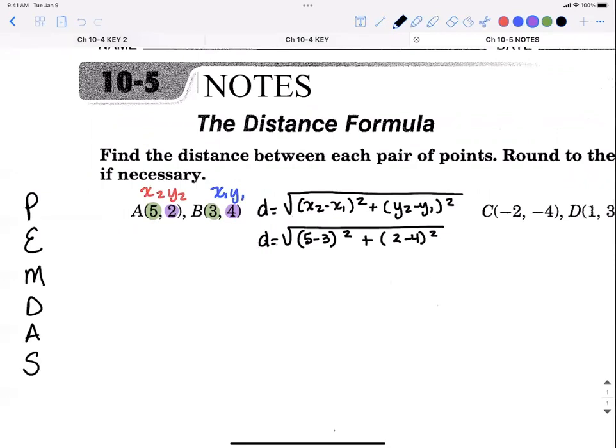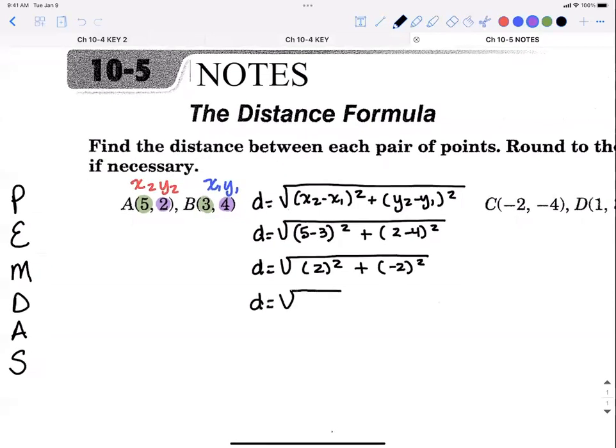You have to follow PEMDAS here. So PEMDAS says before we do anything, we work inside the parentheses, right? So we've got some simplifying to do inside both of these parentheses. So 5 minus 3 is 2. And I'm going to keep the square out to the side because I haven't done exponents yet. I'm just simplifying inside the parentheses. 2 minus 4 is negative 2, and that's going to be squared eventually. Okay, that is the parentheses step of PEMDAS. Now I've got to do it again, and this time I'm doing the exponent step of PEMDAS. So 2 squared is 4, plus negative 2 squared, which is also 4.